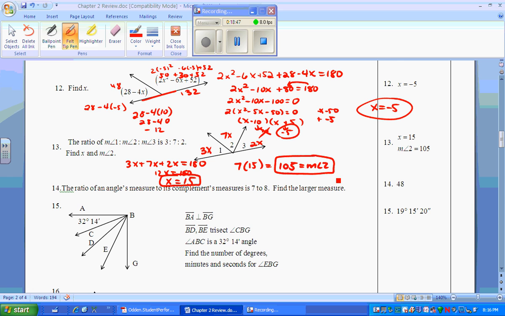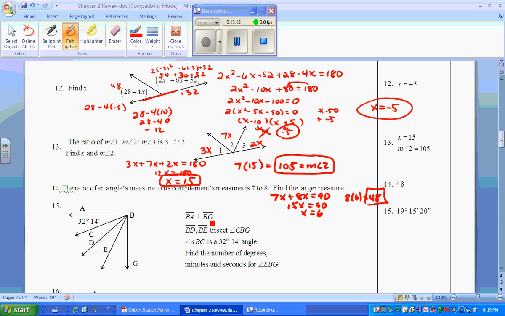Find the larger measure. So 7x plus 8x ends up equaling our 90. That's 15x equaling 90, so x equals 6. We want the larger angle, so that's 8x. So we got 8 times 6, which equals 48 for our answer.